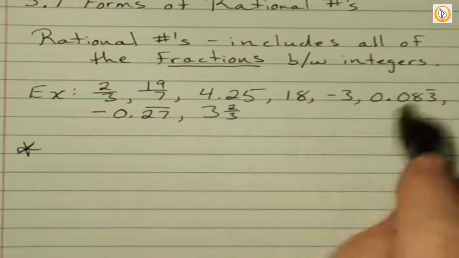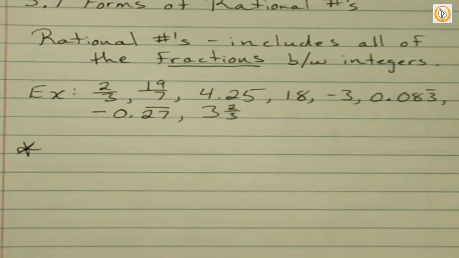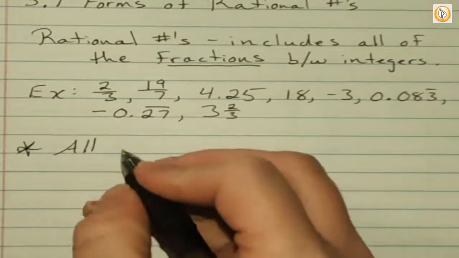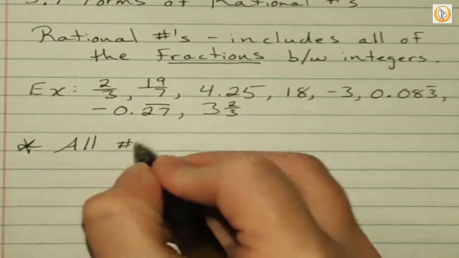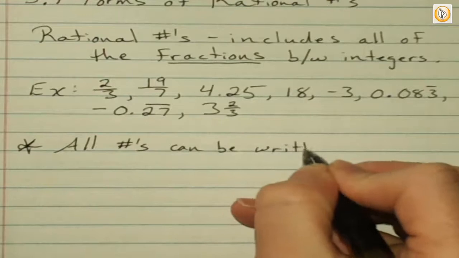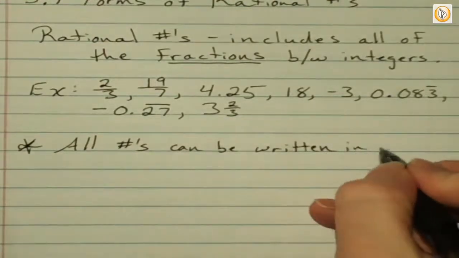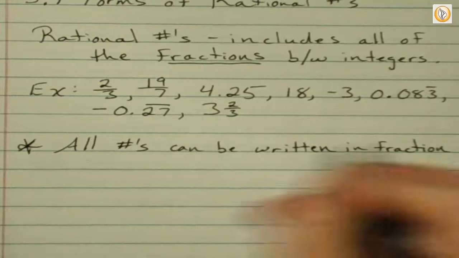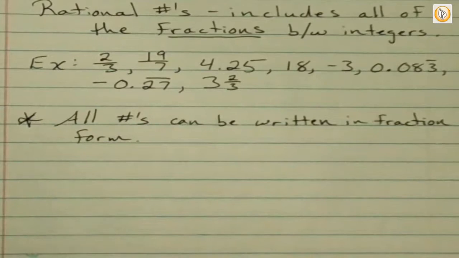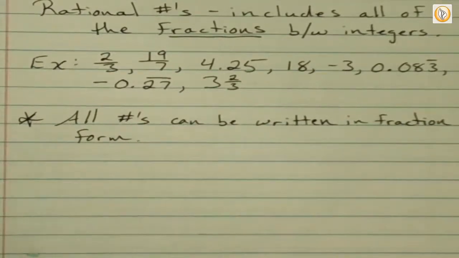Right now, I want to give you a visual of what rational numbers look like. These are different forms. All numbers can be written in fraction form. So yes, we are dealing with some fractions, but it's okay because I'm going to go over them with you.